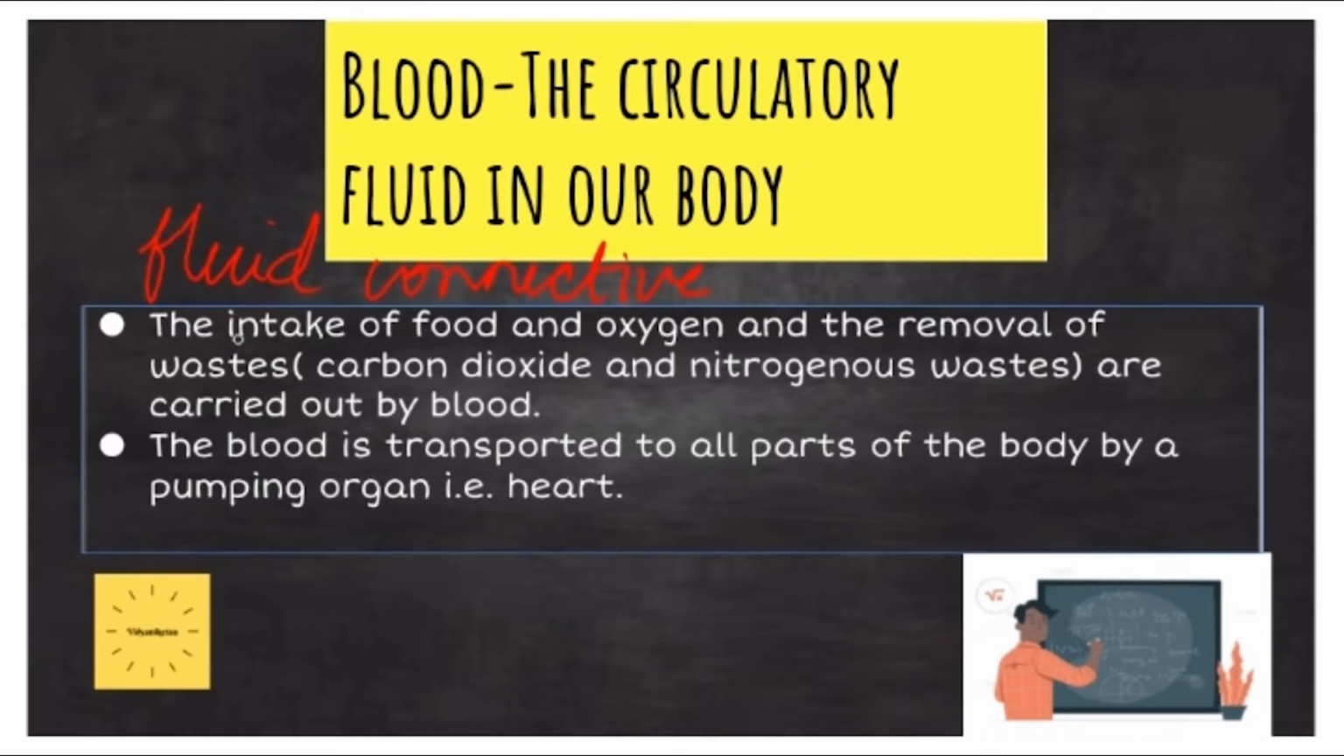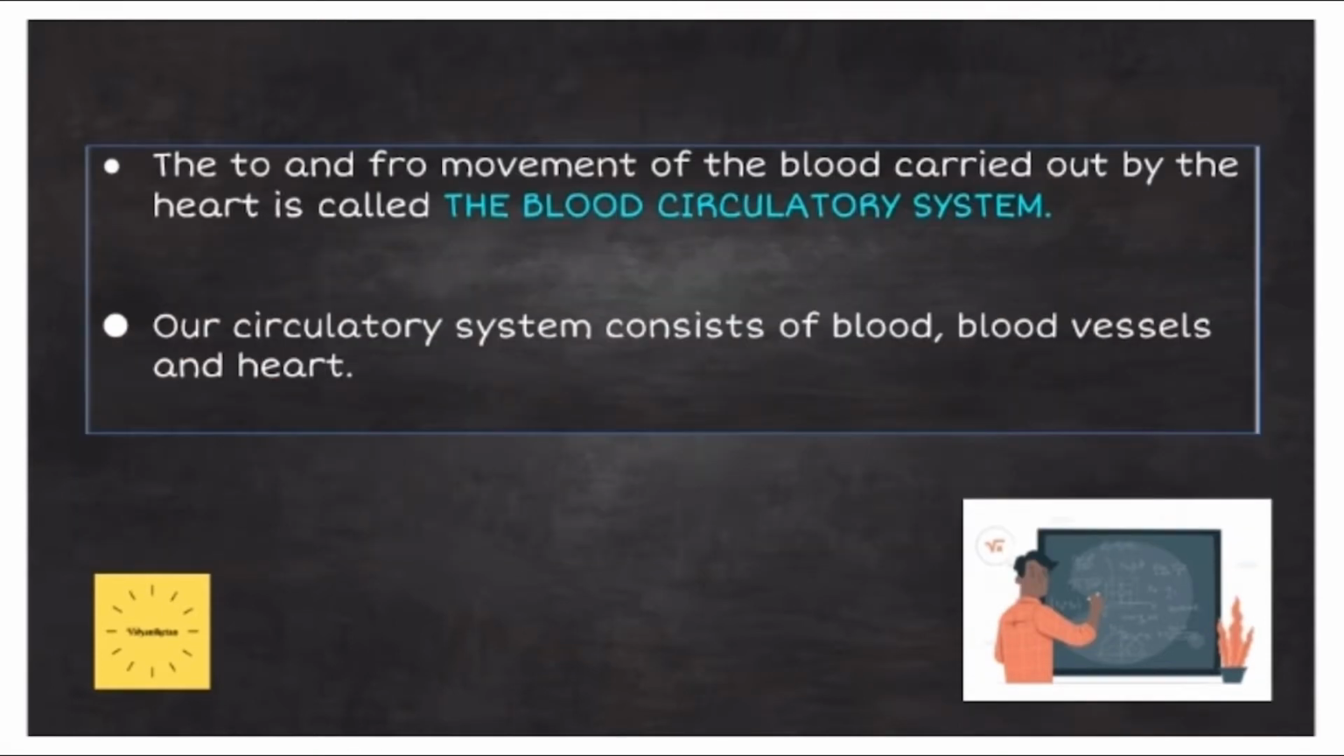It helps in the intake of food and oxygen and also in the removal of wastes, carbon dioxide and nitrogenous wastes. The blood is transported to all the parts of the body by means of the pumping organ, that is heart. This to and fro movement of the blood carried out by the heart is called the blood circulatory system. Our circulatory system thus consists of blood, blood vessels and the heart.